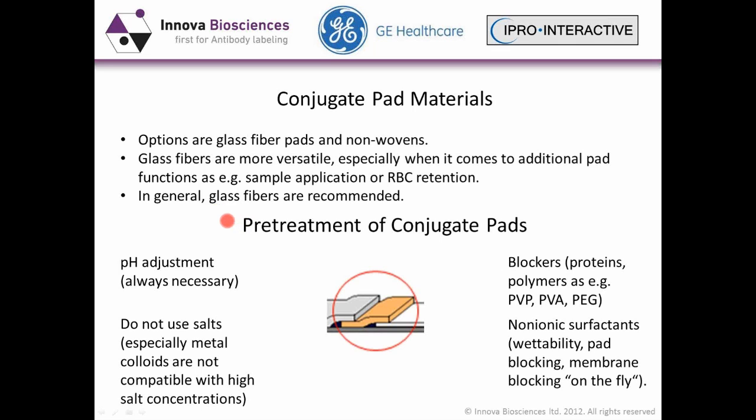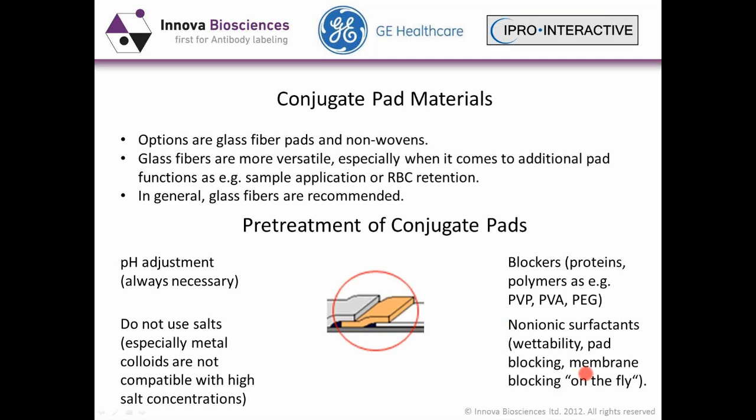What you have to do in terms of pretreatment is a pH adjustment. You always have to run with a sort of buffer system. Our recommendation is do not use salts, especially when we talk about metal colloids with non-covalently bound antibodies. These will not survive high salt concentrations during drying. You will need blockers, and you will need non-ionic surfactants, especially non-ionic surfactants that are able to block membranes, what we call on the fly. The classical example is T20 or Triton X100 as part of the pretreatment buffer of the conjugate pad.